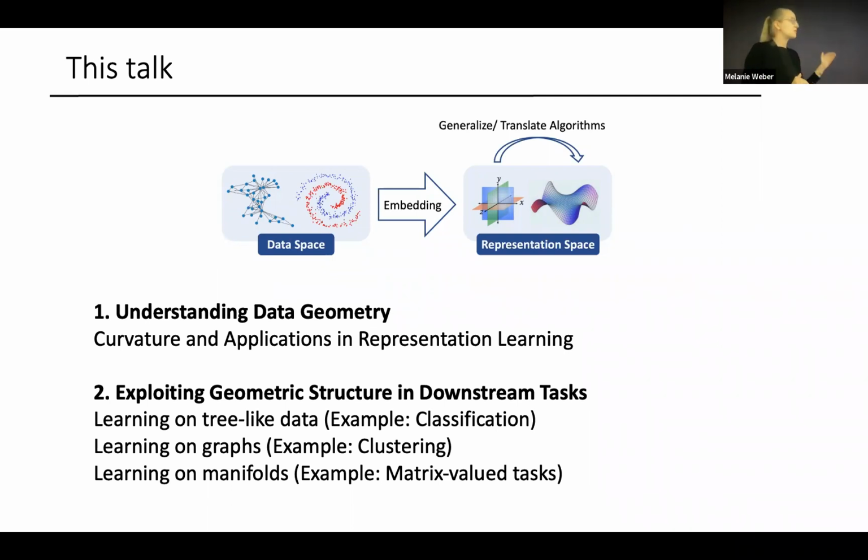And then most of the talk will be spent on looking at downstream tasks. Here we see various examples of geometric structure that we find in data, and then look at very specific machine learning tasks that we want to perform. We look at tree-like data, where our sample task is classification. We look at graphs, where our sample task is clustering. And then we look at manifolds, and here, as I already said initially, we will mostly focus on matrix valued tasks.